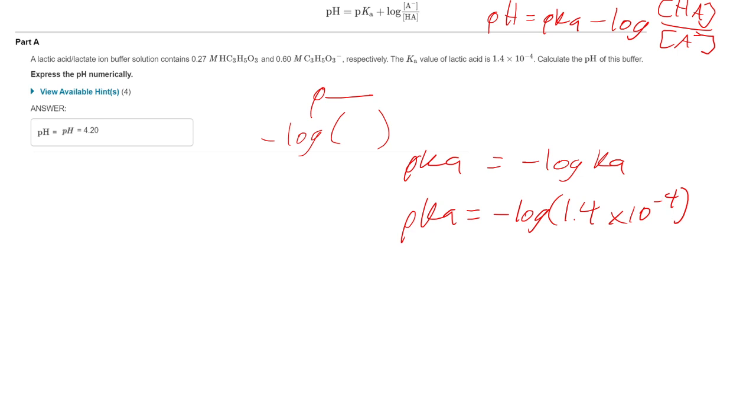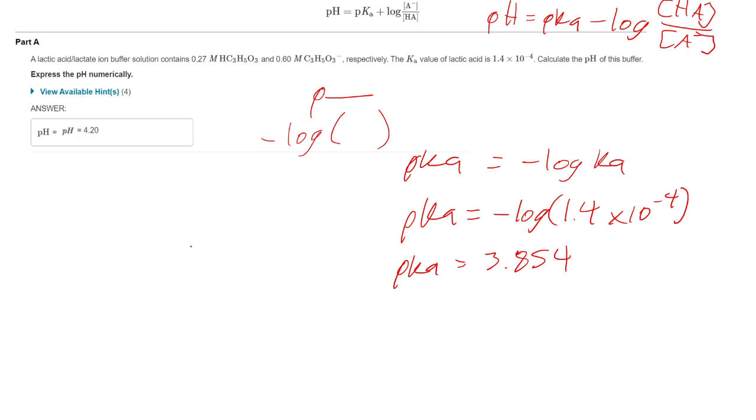And so I would just go ahead and do that first, because that will make your life easier. Don't forget this is log, not ln. Big difference between log base 10 and log natural log, which is log base e. That will change your answer considerably. All right, so negative 4. And if you do this, you find out your pKa equals 3.854.